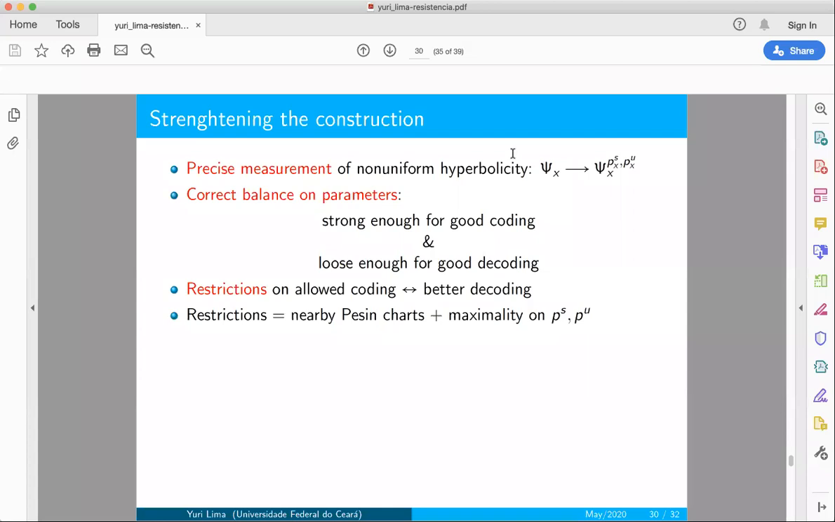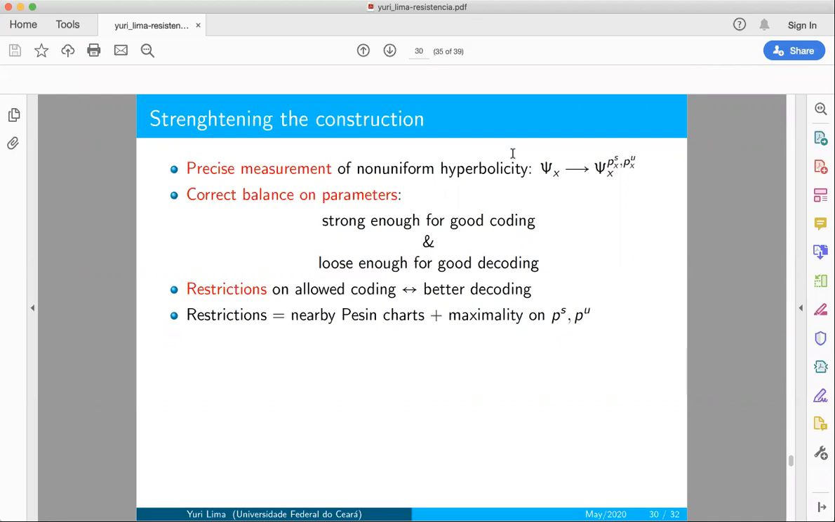So once you define these double charts, which allow you to separate the analysis of future and past, you also need to control parameters with the correct balance. And the correct balance has two sides. On one side, this control has to be strong enough for you to have a good coding, but it has to be loose enough for you to have a good decoding. So it can neither be very strong nor very weak. Otherwise, you are going to have problems with the coding or with decoding. It has to be in between.